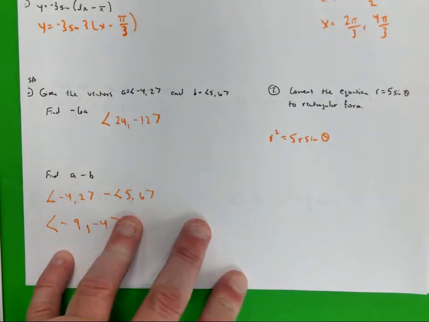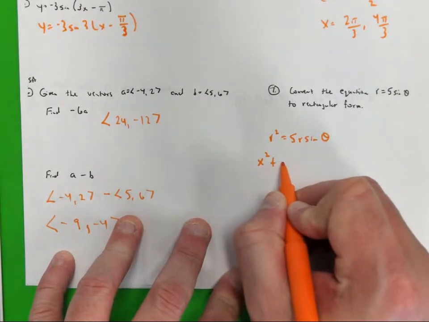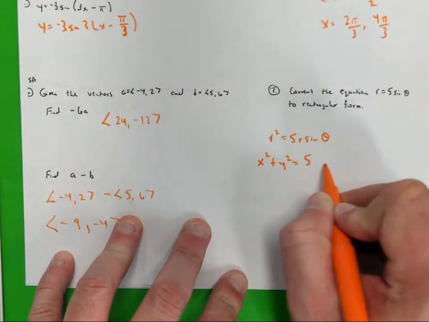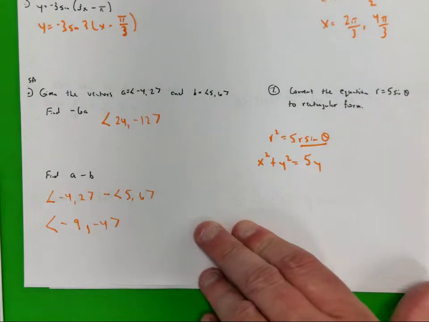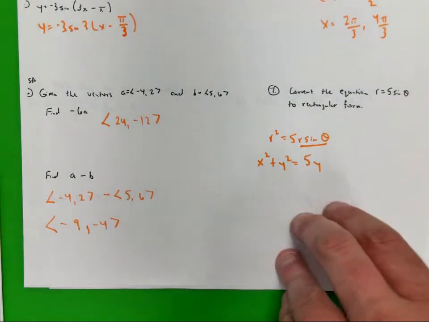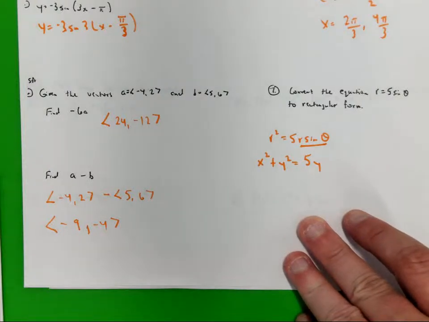And when I do that, what can I replace r squared with? X squared plus y squared, very good, equals 5 what? Y, because r sine theta is equal to y. Okay? So make sure you review all that. That's on your test. So that's your answer.